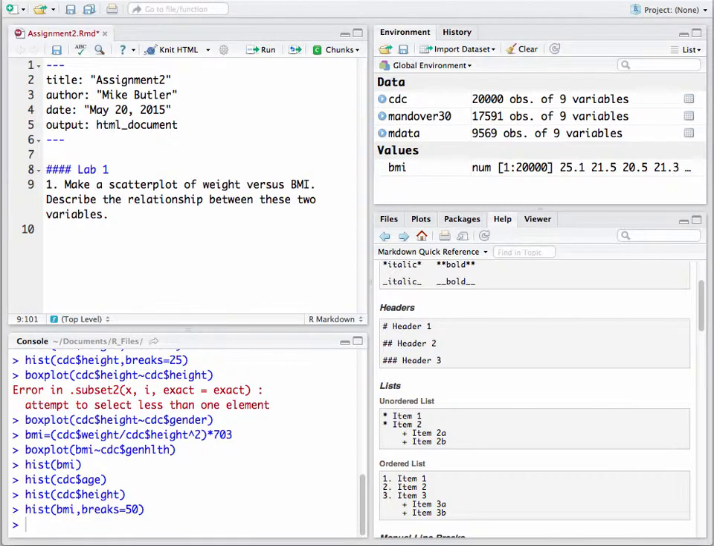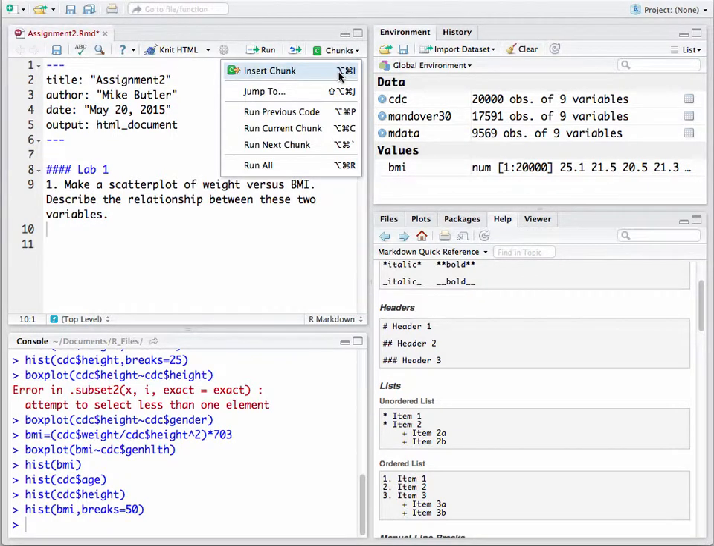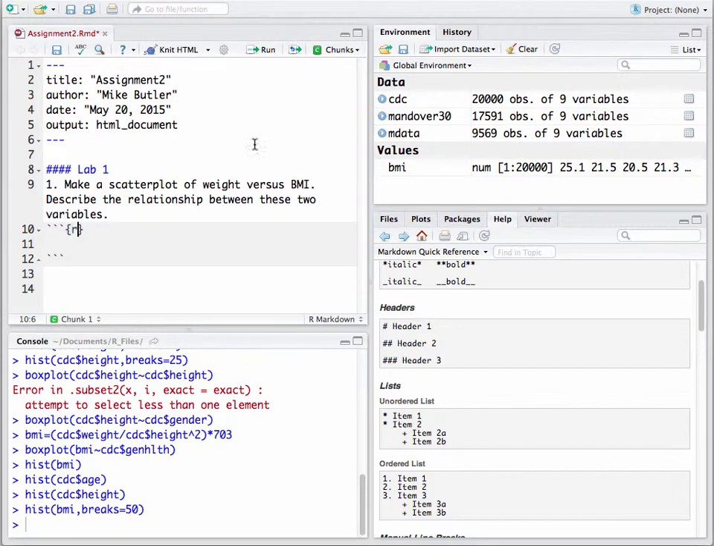When you finish your sentence, it's always good to put a double space at the end. That just kind of, trust me, will make life easier. And we're going to insert an R chunk. So come over here to where it says chunks and click on insert chunk. And then come down here.